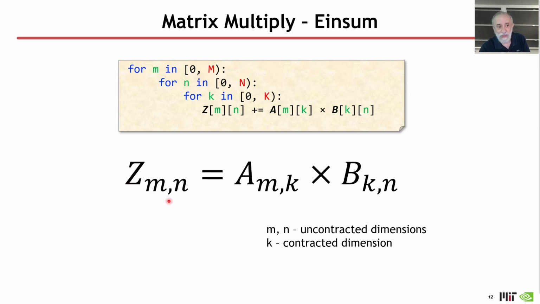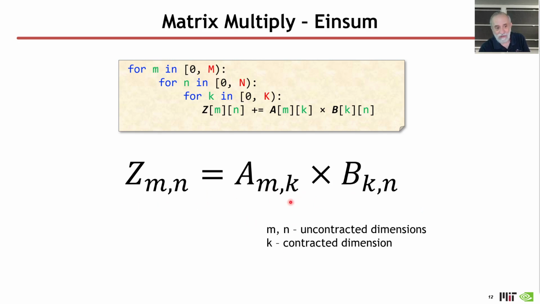We see Z of M, N, which means that we are going to create a result in Z for each of the indices M and N, each of the values that are legal for M and N. And what we're going to do is multiplication of A[M, K] and B[K, N]. And what we see here is that M and N appear both in the input and output. So those tend to be referred to as uncontracted dimensions, because for every M and N value, we're going to get some value or multiple values of A and B and generate one value of the output.